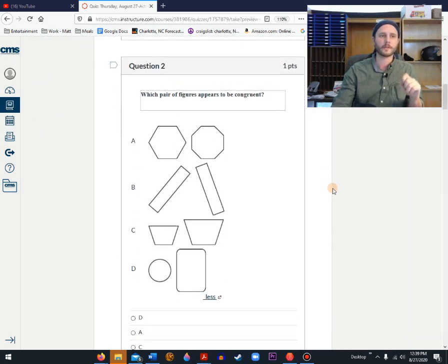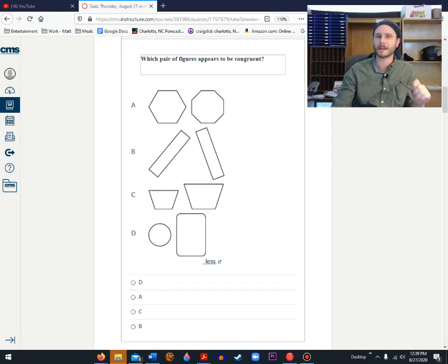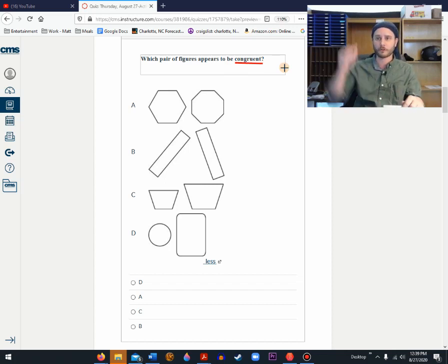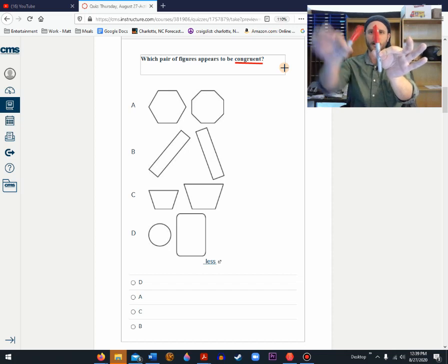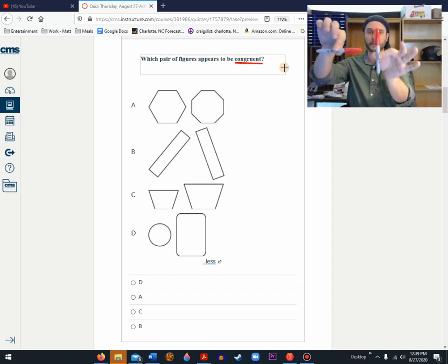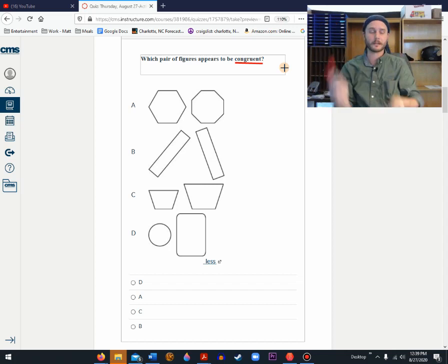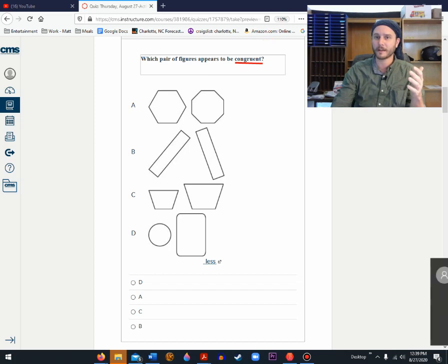For number 2, this is asking about which figures appear to be congruent. Congruent is a word that you should have been hearing the past couple of years. If not, a refresher right now is that the word congruent means identical. It means the same. So for example, I could say that these 2 markers are congruent. They are still congruent. Even though this one's facing a different direction, this is the same exact pen, or the same exact Sharpie, rather.